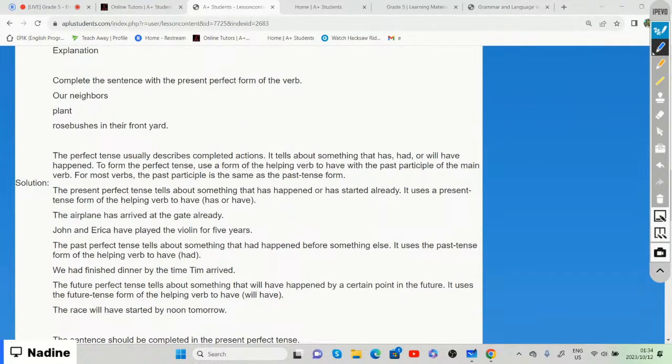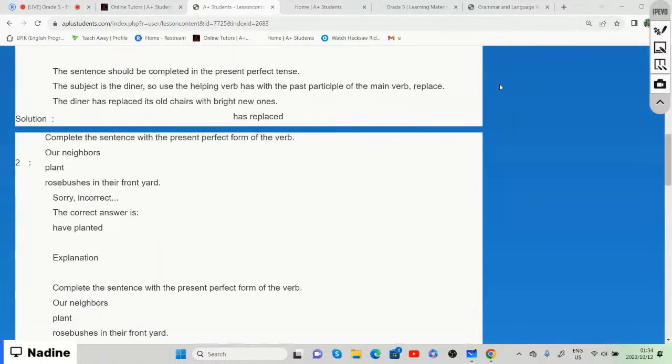All right. So once again, we say that the perfect tenses usually describe a completed action, and they tell about something that has, had, or will have happened. And we said it is specifically to do with the present, the past, as well as the future tenses, right?